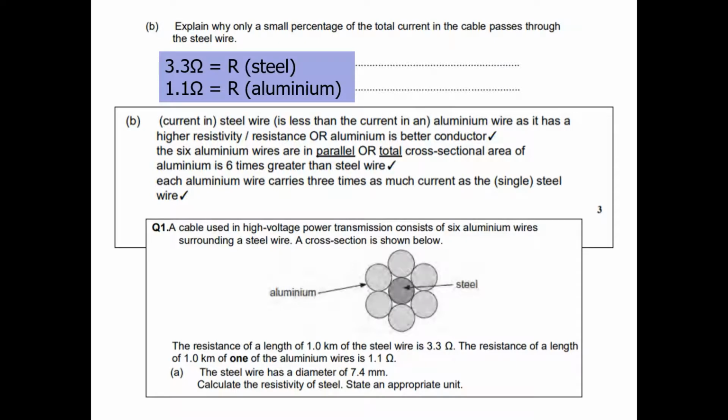The current in the steel wire is less than the current in an aluminium wire as it has a higher resistivity. So therefore aluminium is a better conductor. That's for the first mark. The 6 aluminium wires are in parallel, or the total cross-sectional area of the aluminium is 6 times greater than the steel wire. And each aluminium wire carries 3 times as much current as the steel wire.